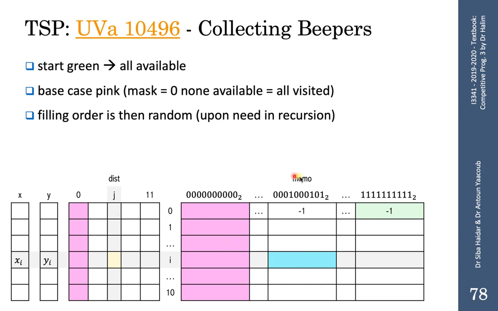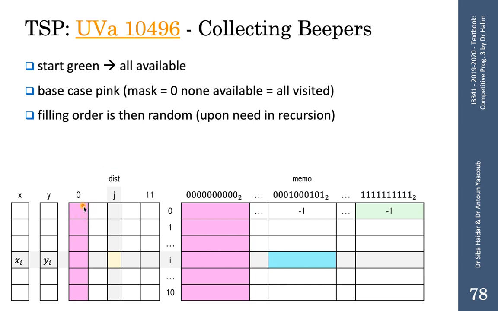So we will have a memoization table. They said up to 10 beepers, so just like the cities, up to 10 cities. So with the robot itself, it will go from position 0 until position 10. And the second parameter is the mask. So the mask will be all available, not counting the robot itself, so 10 ones, until nothing available, we have 10 zeros. Of course, we will have to fill the distance matrix first.